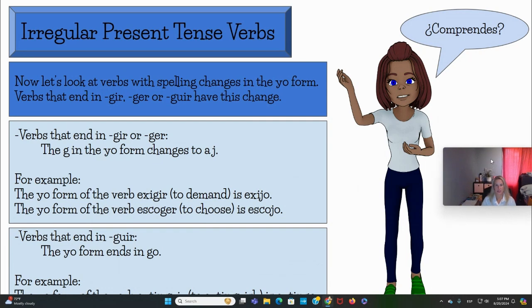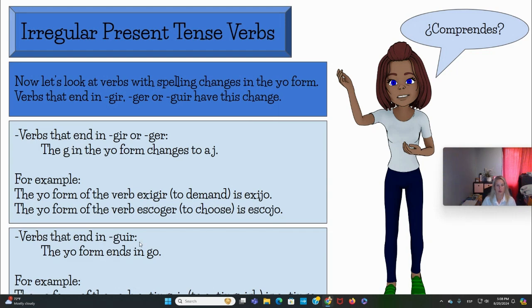All right, now let's look at verbs with spelling changes in the yo form. Verbs that end with GIR and GER or GUIR have this change. Verbs that end in GIR or GER, the G in the yo form changes to a J. For example, the yo form of the verb to choose, elegir, is elijo. The yo form of the verb escoger is escojo. This is just the yo form.